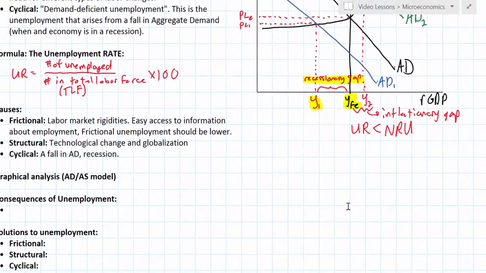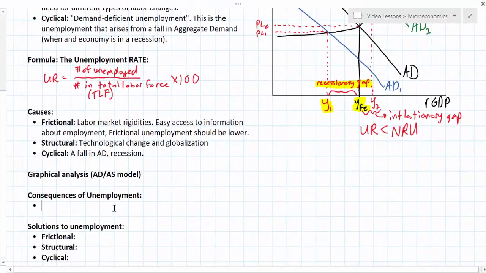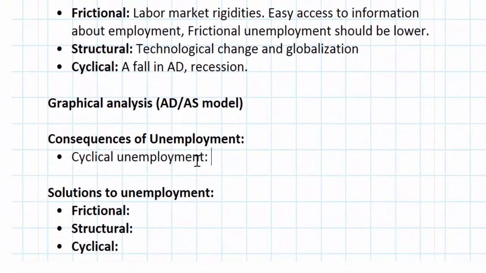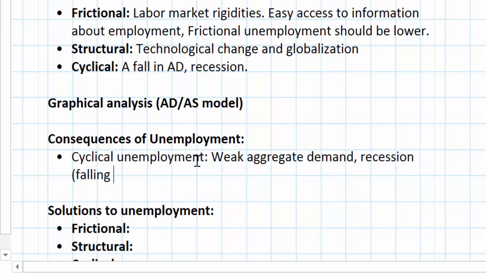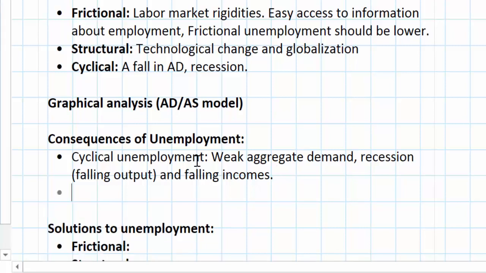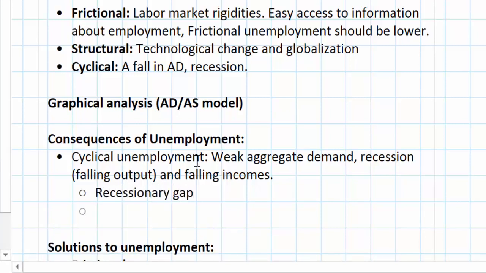So when we talk about the consequences of unemployment, what we are really looking at is cyclical unemployment. If an economy is experiencing cyclical unemployment, this means there is weak aggregate demand, recession, in other words, falling output, and falling incomes. The existence of cyclical unemployment can therefore lead to several undesirable consequences, including a recessionary gap and possibly a deflationary spiral.